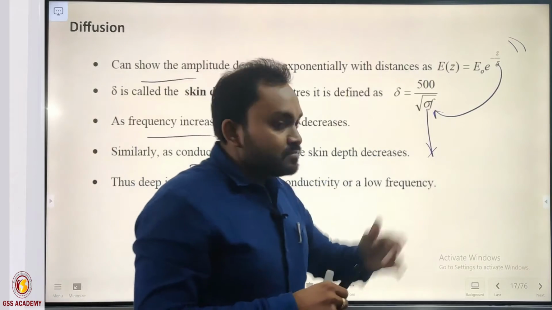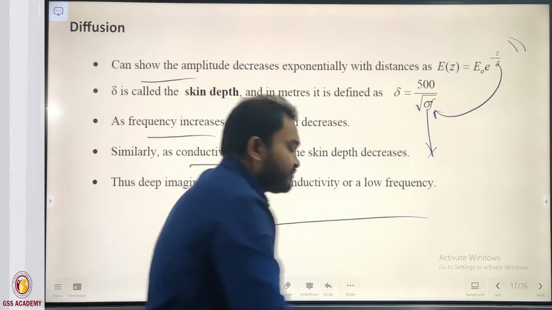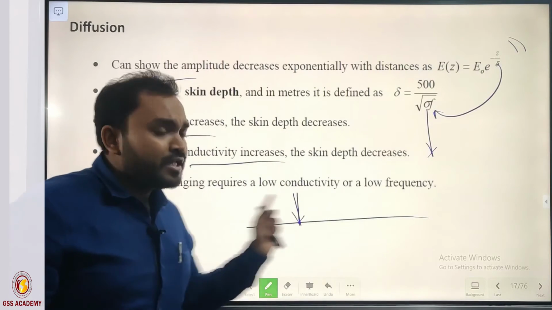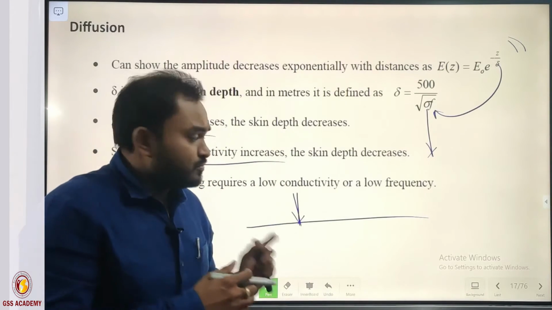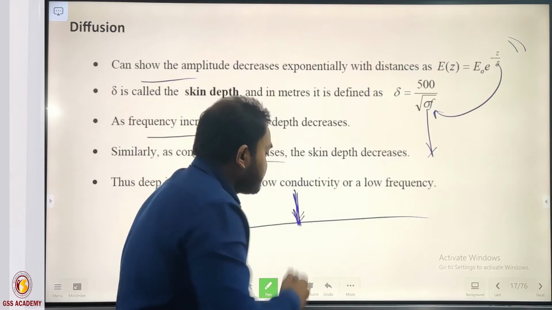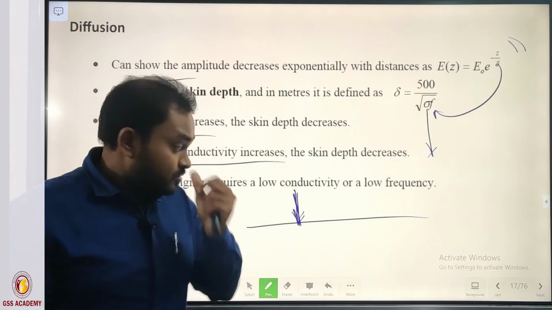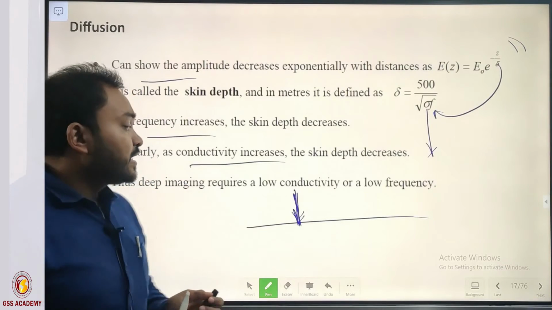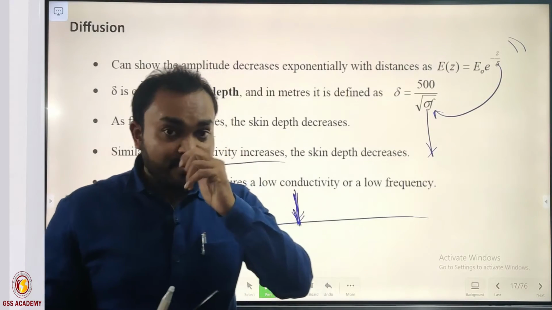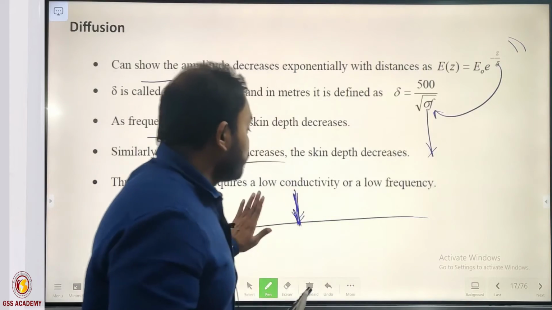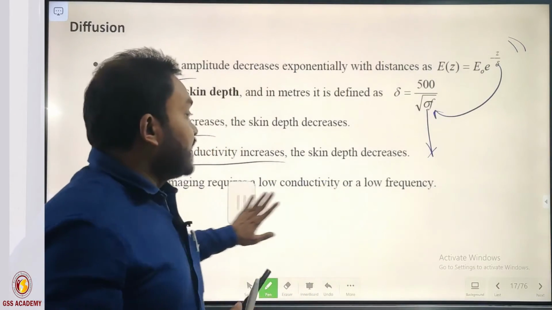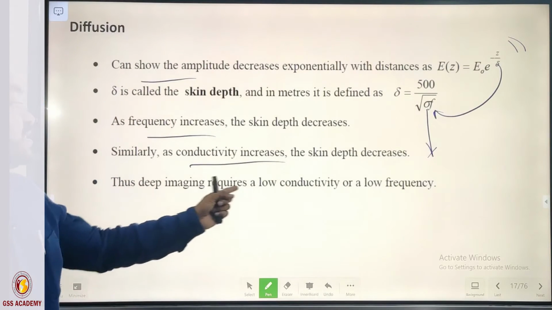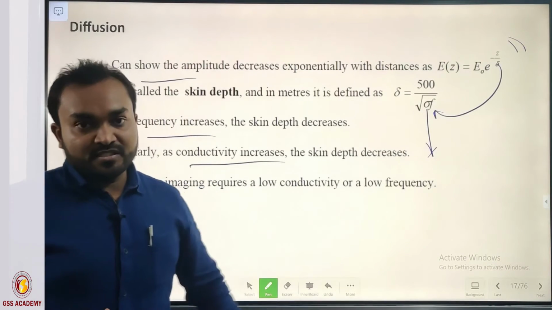If it is purely conductive, then your electromagnetic field will not pass through that. That we'll see when we solve the Maxwell equation with some different assumptions. That time I will describe elaborately. So deep imaging requires low conductivity and low frequency.